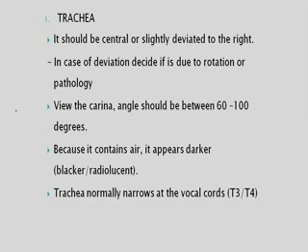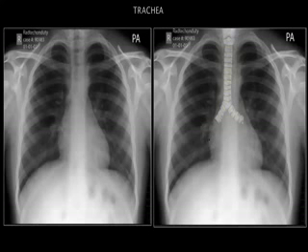Coming to the trachea, as I told you, it's like a lucent shadow. It will be seen in the midline. Slightly deviated to the right may be normal. What we see in the trachea is the size, and we see deviation to either side. The carina normally has an angle of 60 to 100 degrees. In some cases, there might be widening of the carinal angle, like in mitral stenosis. So this is about the trachea.